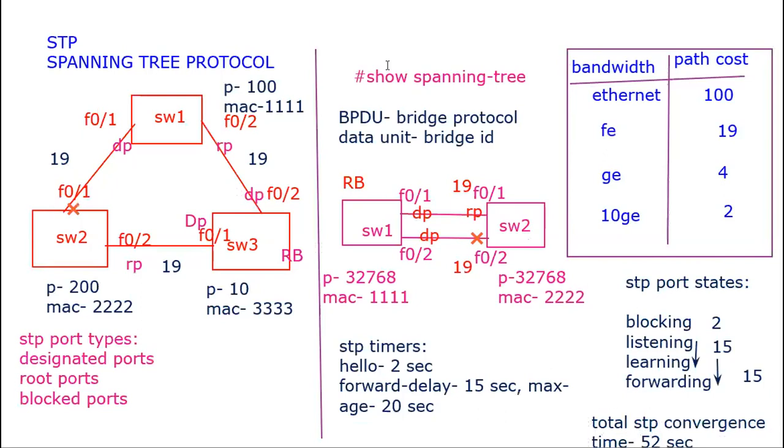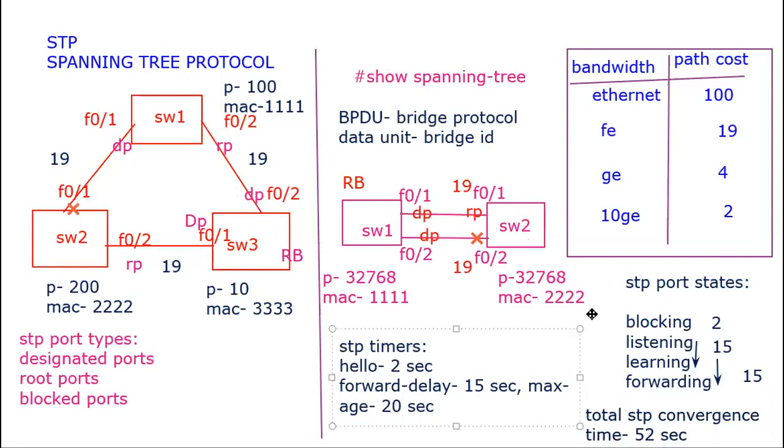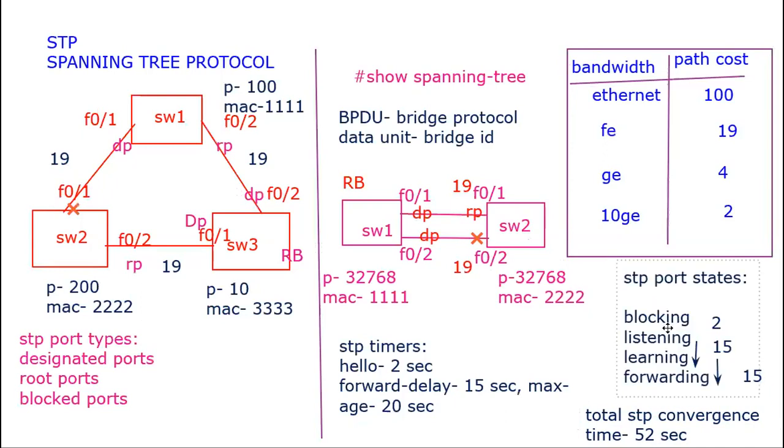So that is how STP works. It takes some time to converge, first of all, in which it does the STP elections. The port states are blocking, listening, learning, and forwarding. The timers are hello time, forward delay time, and max age time. That becomes the total STP convergence time, 52 seconds. So every port of a switch takes 52 seconds to come up. In the software, it does not take the exact 52, but in real devices, it does.